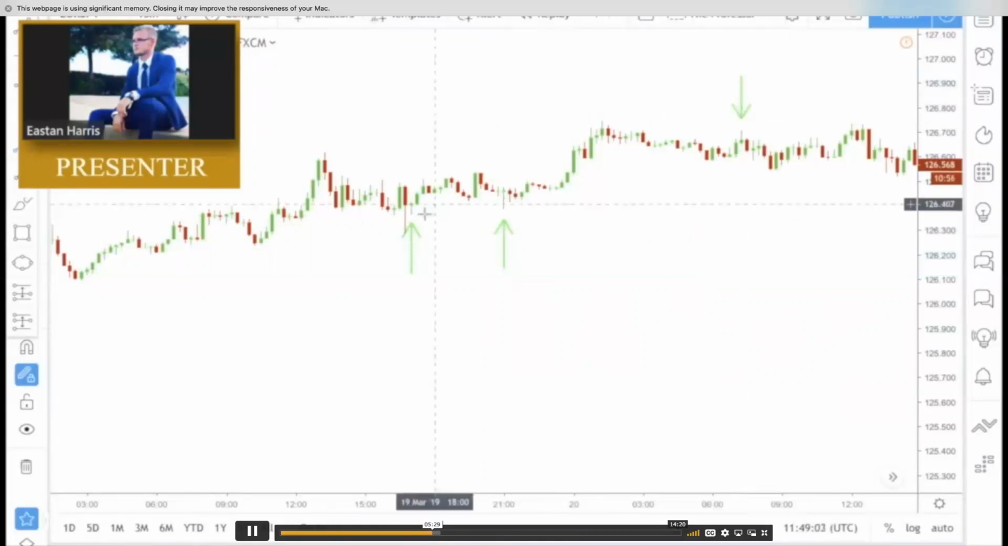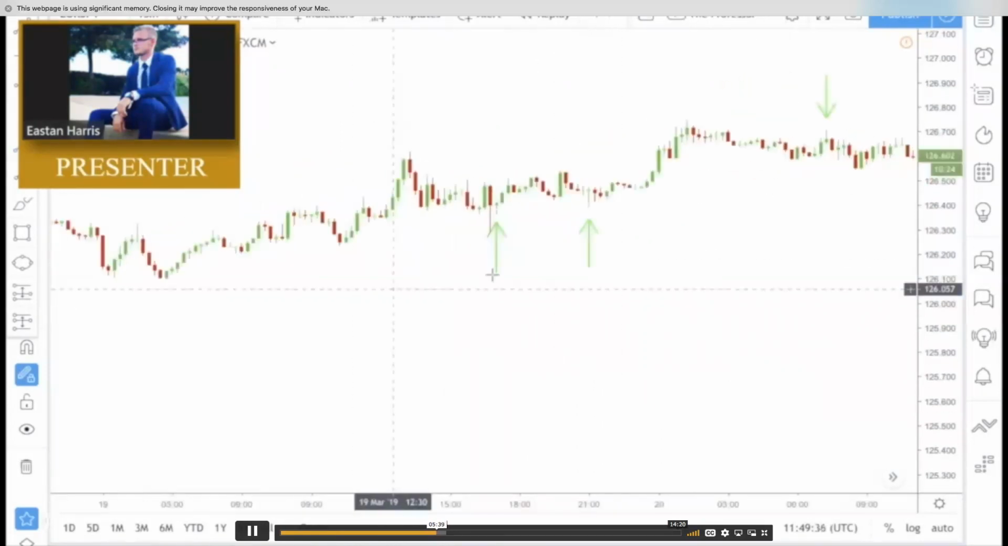You can see price printed these and continued to the upside. Price printed this one and then fell afterwards. It's very easy stuff. You guys will catch on pretty quick.